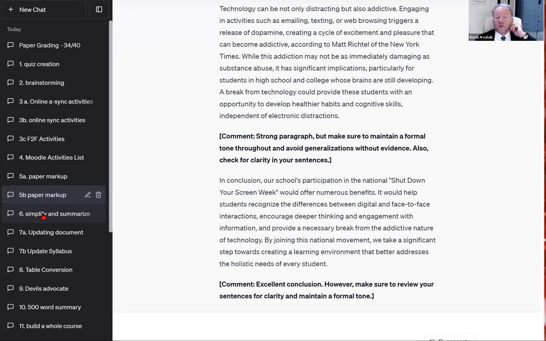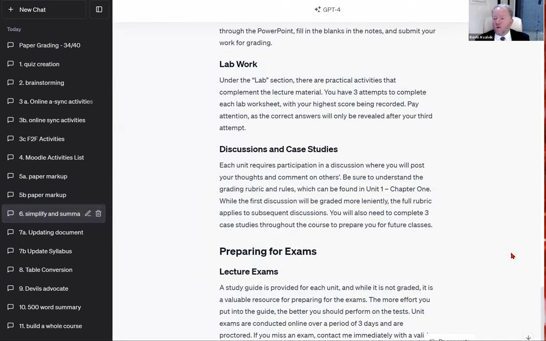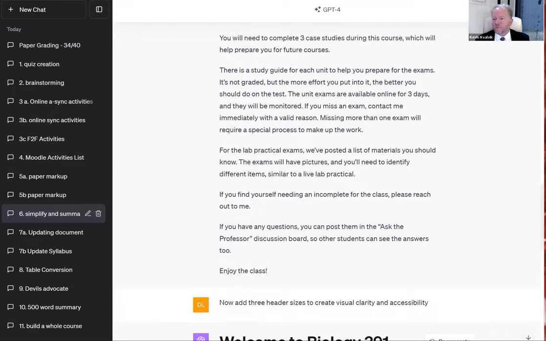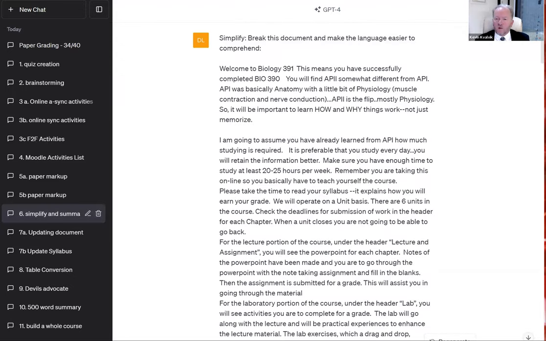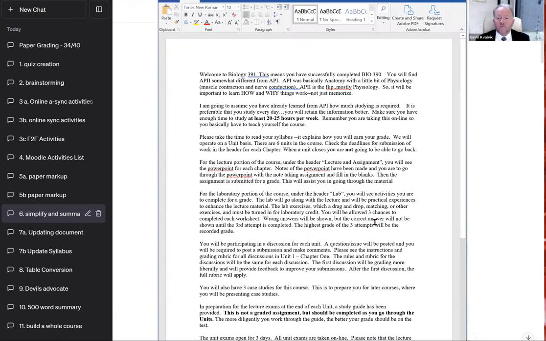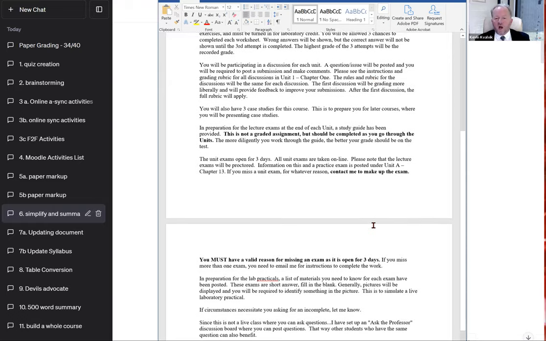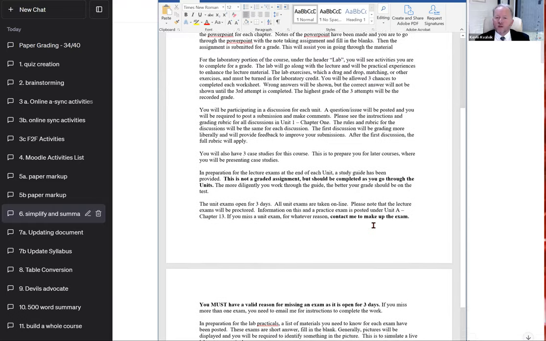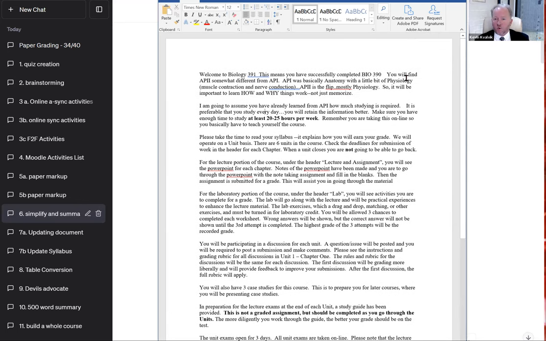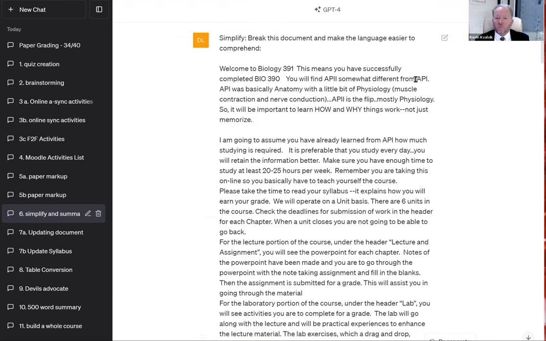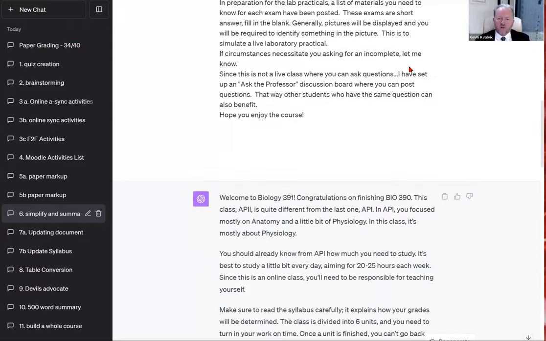Okay, another thing that it's really good at is simplifying and summarizing. What I have here is a course that someone gave me this as the summary of the course that they wanted at the beginning of the LMS. So I broke it up in the LMS into parts, so they're not just seeing all this text about this course. So I put it in ChatGPT, same exact document. And I said, break up this document and make the language easier to comprehend. So that's what I inserted. That's what we just saw.